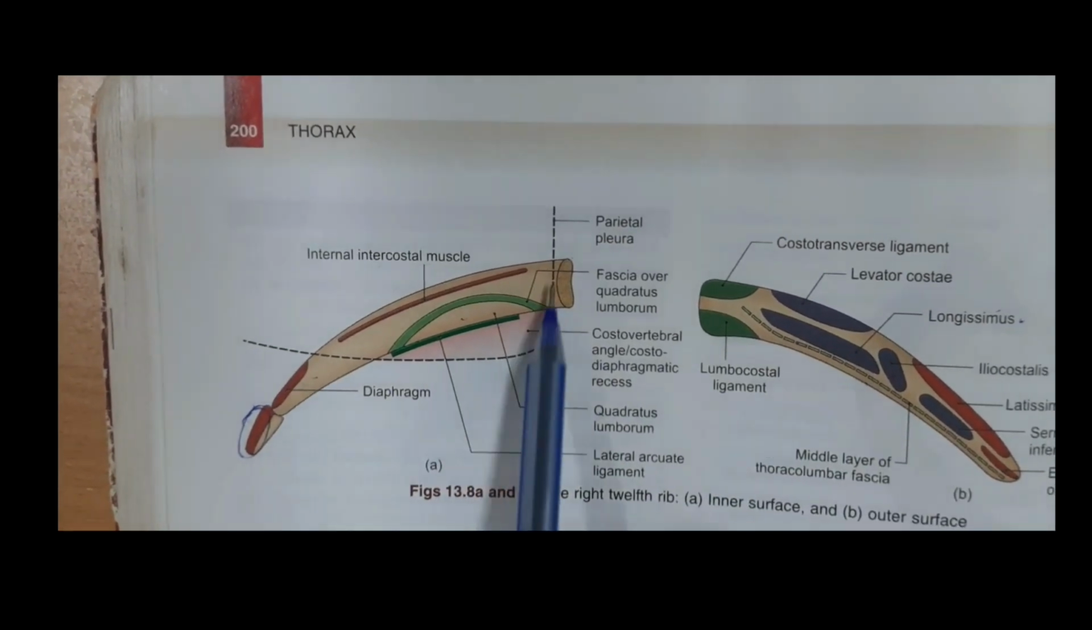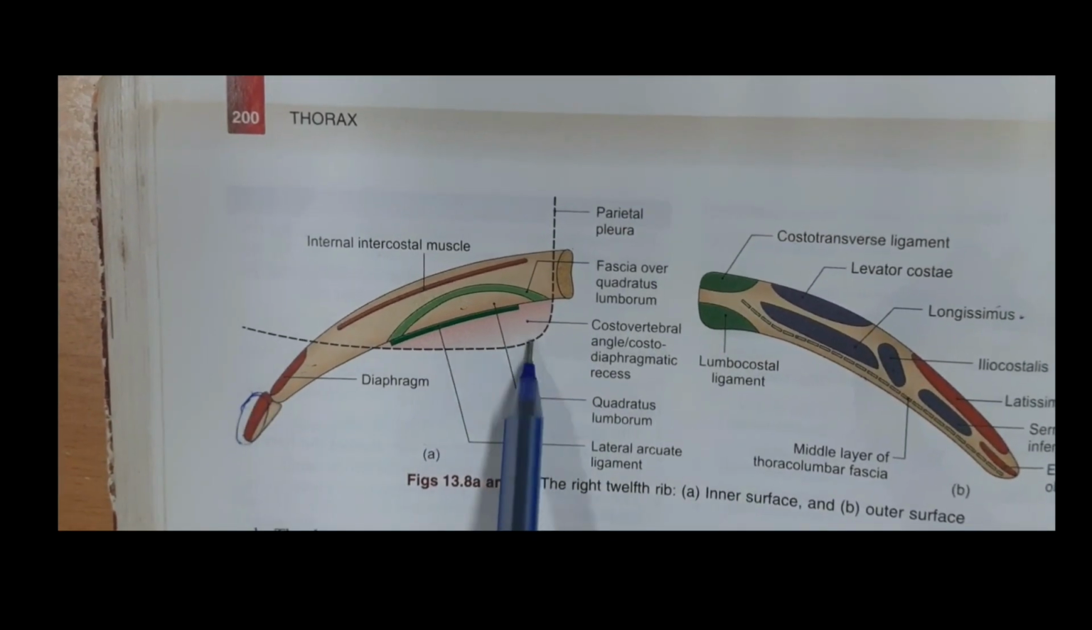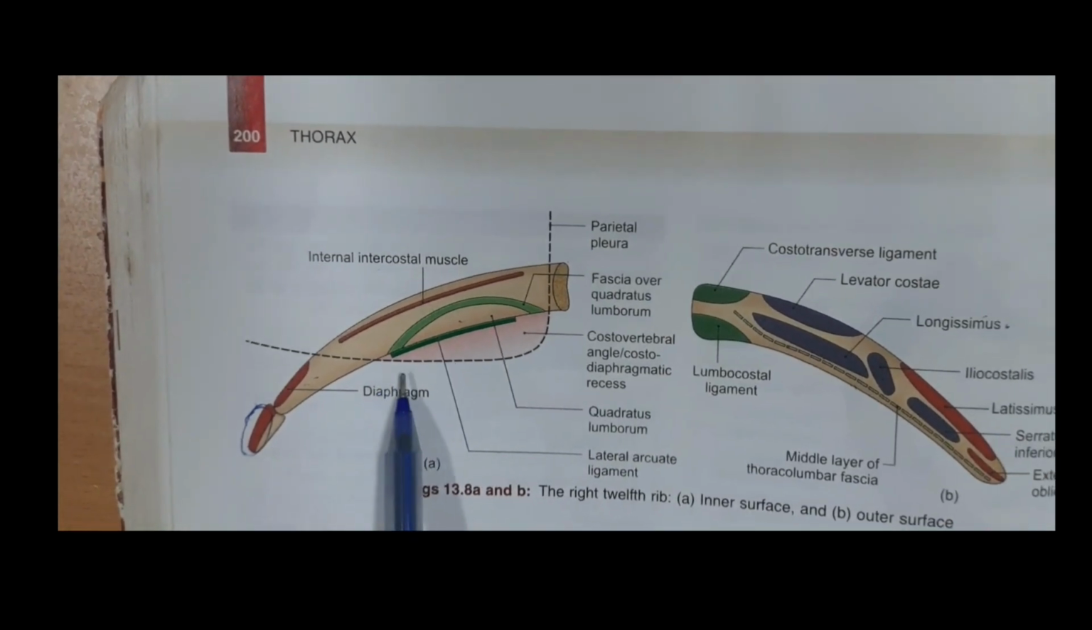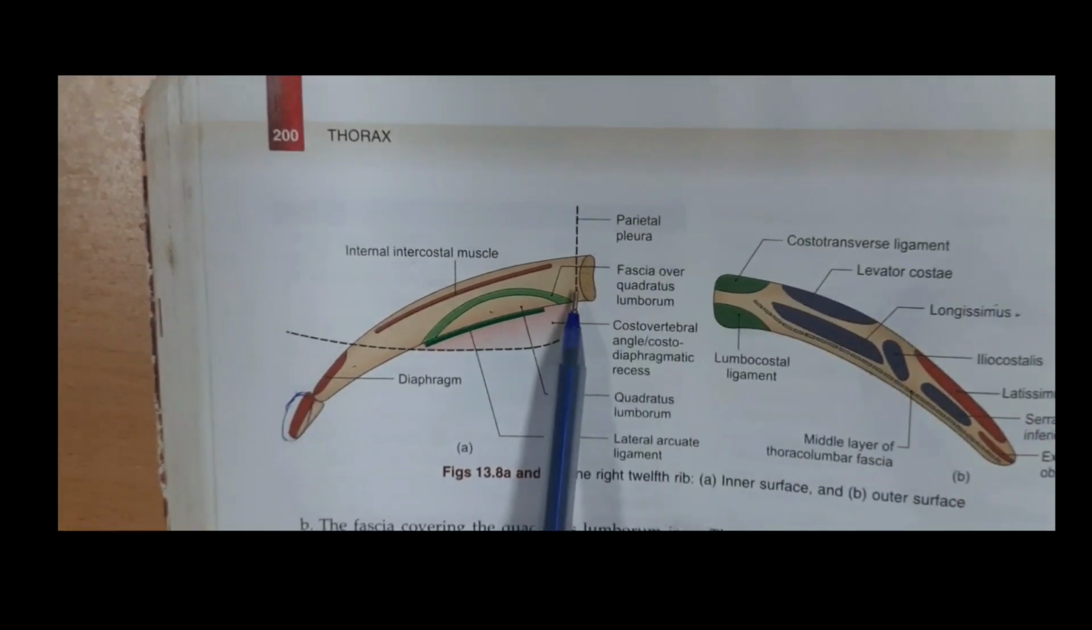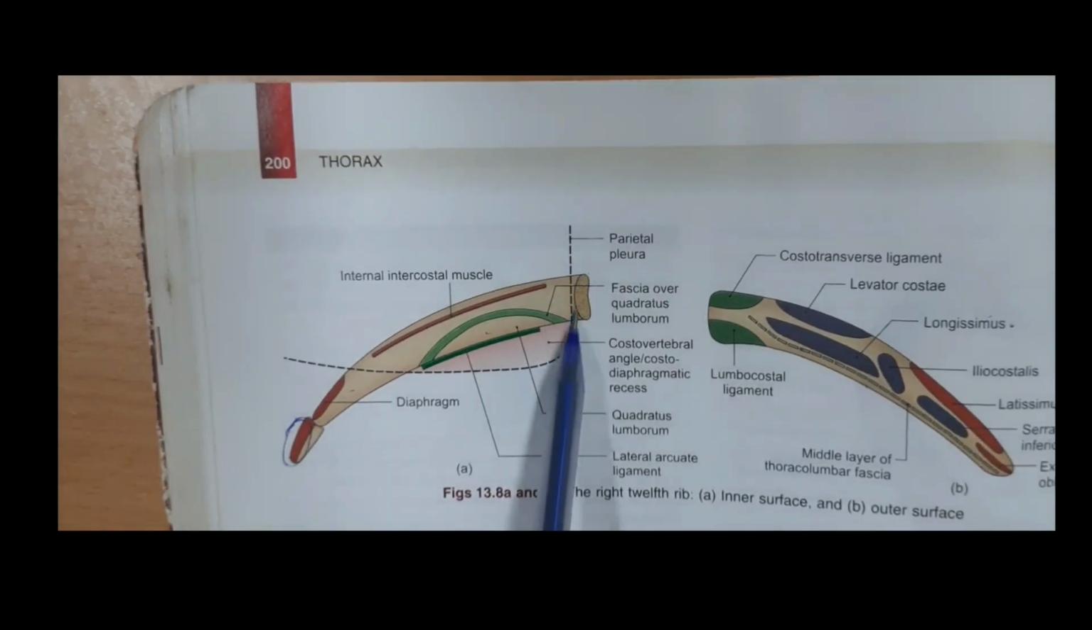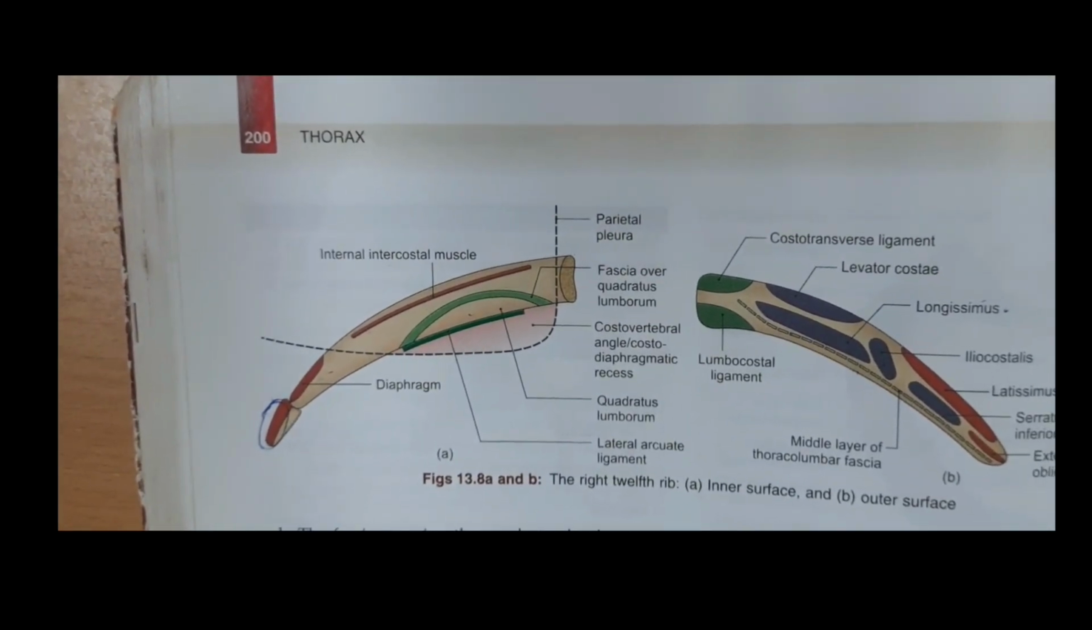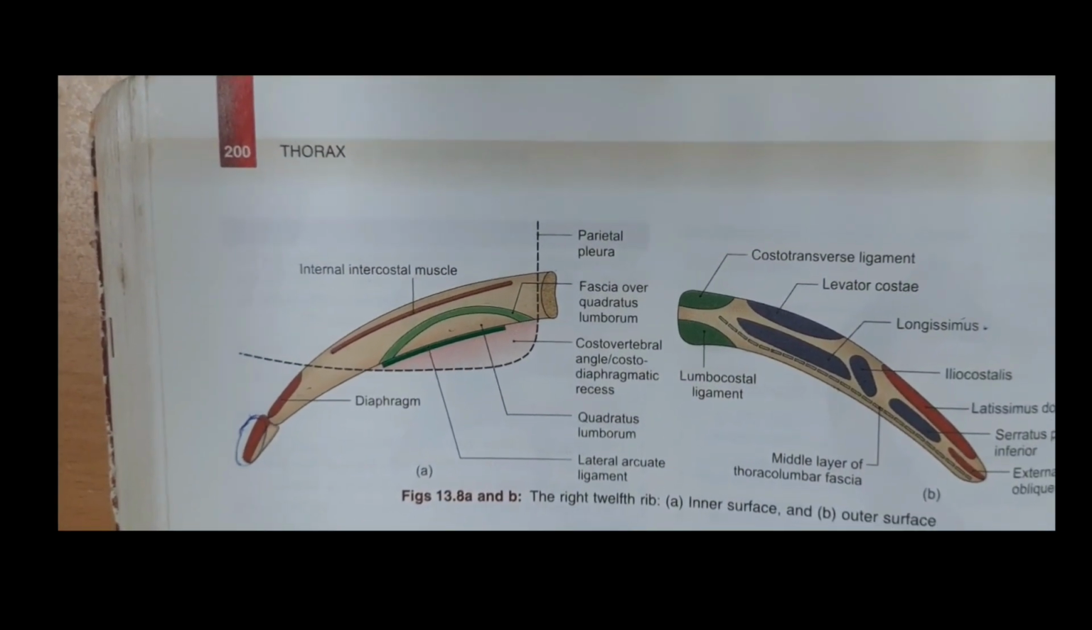The medial three-fourths part of the anterior surface of the rib is related with the costovertebral angle and the costodiaphragmatic recess of the pleura. So friends, that's all regarding the 12th rib. So the next topic is the bony pelvis.